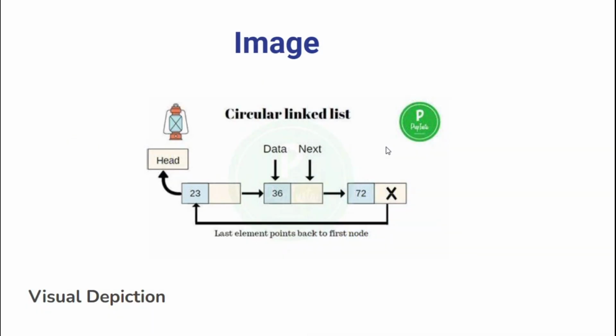So this is the image depiction of the circular linked list. As you can see, there are three nodes in this linked list, and each of them has the next pointer to the next one, and the last one being 72 has a next pointer to the first one being 23, the head. So it's just like that, and as you can see, it forms a kind of circle. The shape in your eyes might look like a square, but it's just a circle. It has a cycle.